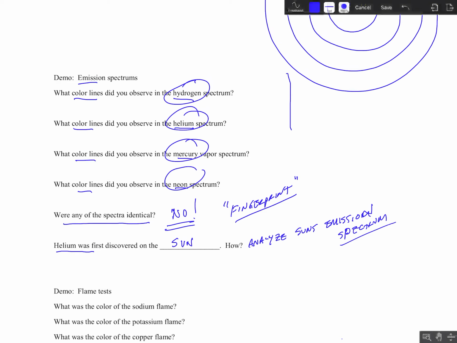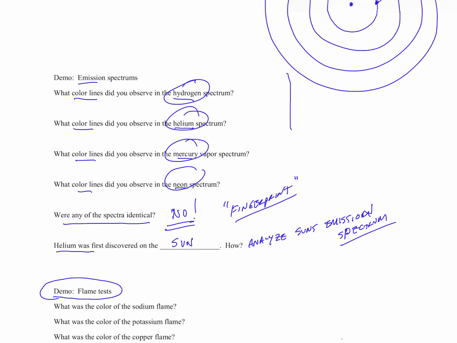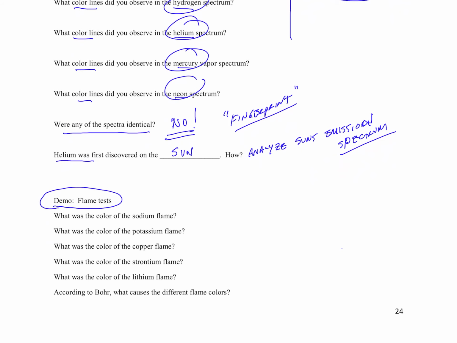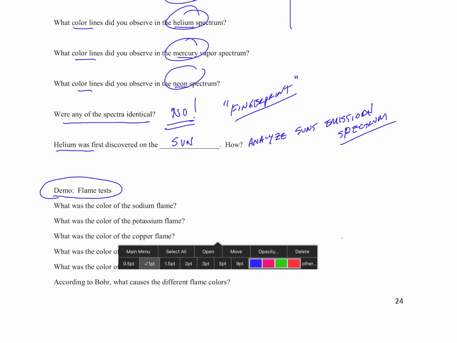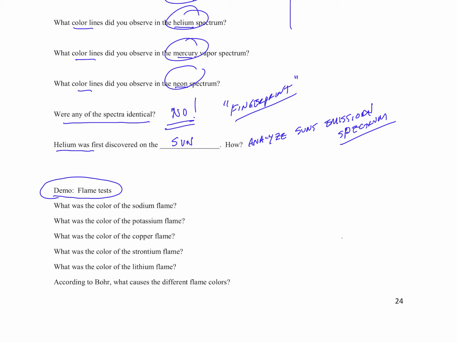Okay, before we continue, I want you to make sure you watch the next demonstration video called Flame Tests, and you're going to see something interesting when we do a flame test instead of an emission spectrum. So instead of passing electricity through gases, we're actually going to excite these atoms by heating them up, and we'll see different colors of flames being emitted for sodium, potassium, copper, strontium, and lithium. And of course, hopefully you can answer the question, what causes those different colors?